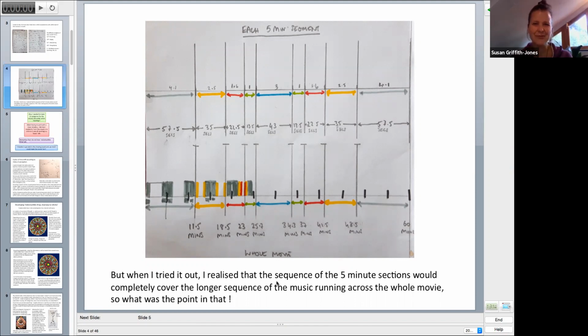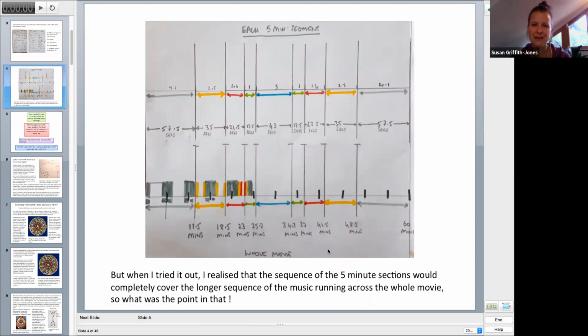But then, when I tried it out, I realized that I'd been a bit stupid. Although it was a very interesting idea, I realized that the sequence of these 5-minute sections would completely cover this long process of the golden ratio of music. So what was the point in that? It was a good idea, but I have to explore and look at all aspects. But at this point, back in September last year, I realized that I simply wasn't ready.